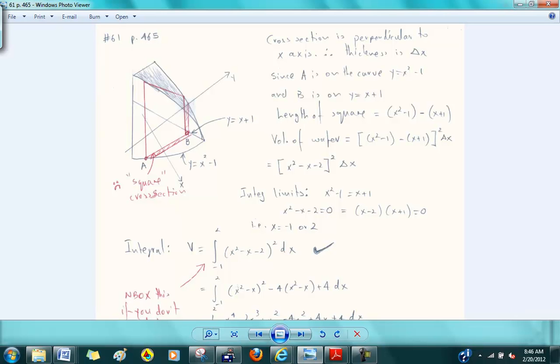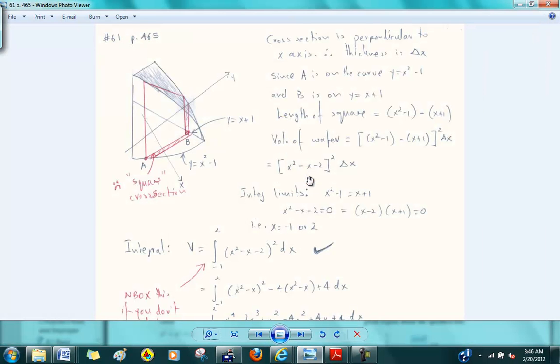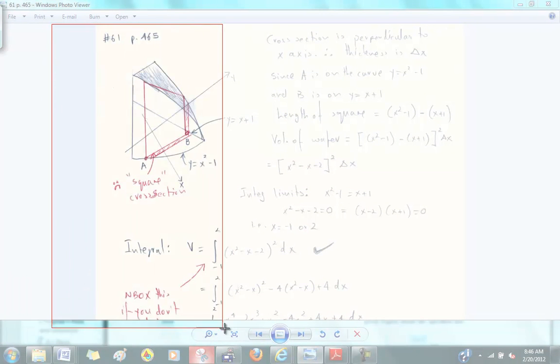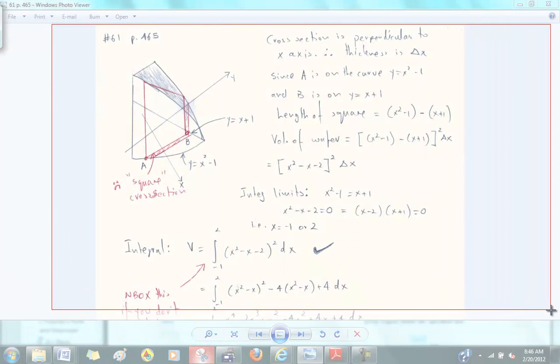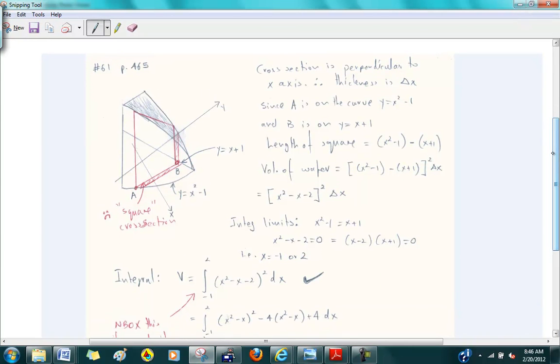Okay, let me go snip this and try and explain this a little bit more. I need to undo this snip and then redo this snip. Okay, so again, like I told you, one point sits on the graph y equals x squared minus 1. The other point sits on the line y equals x plus 1. Okay, and in some ways you can see the waferness of this.